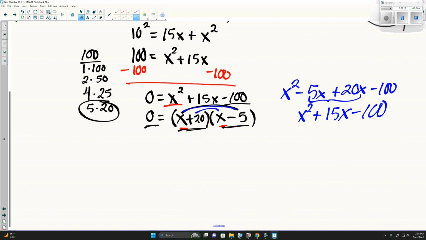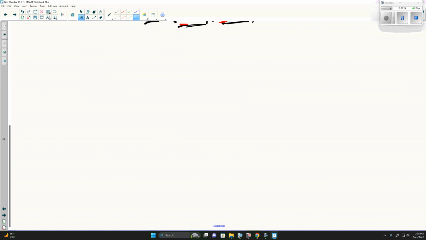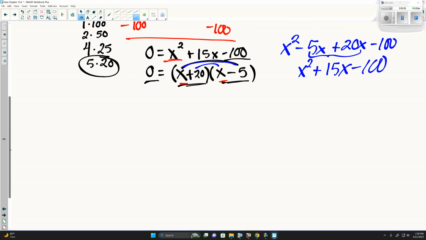Well, what is the only number I can multiply anything by and get 0? 0. Now, we actually do have a theorem that's called the zero product property, which states if we have two or more things multiplied together to equal 0, one of them must be 0. So what we can say is that x plus 20 is equal to 0 and x minus 5 is 0.